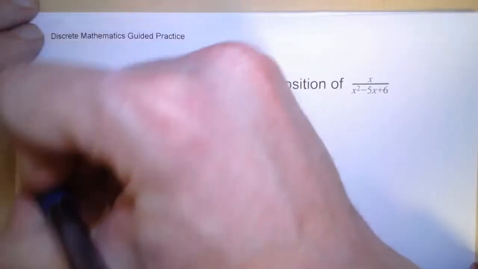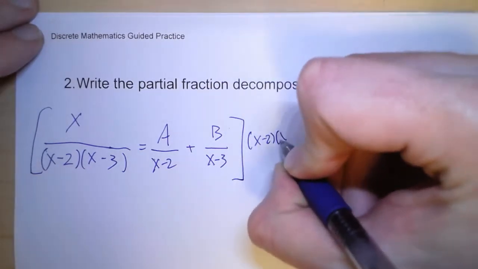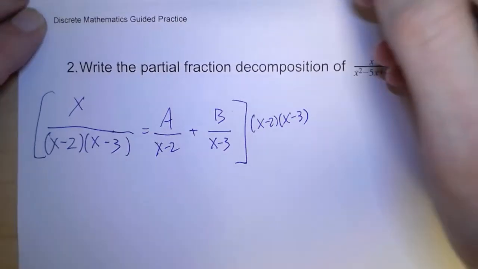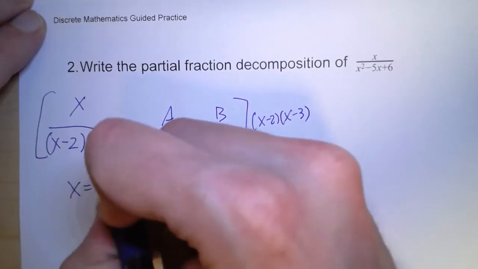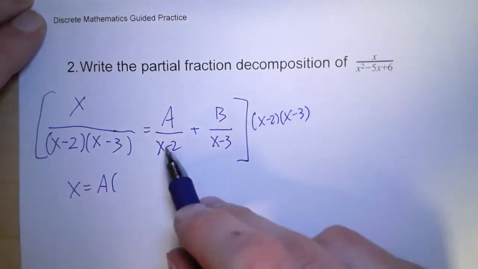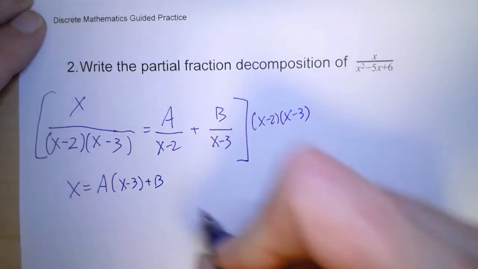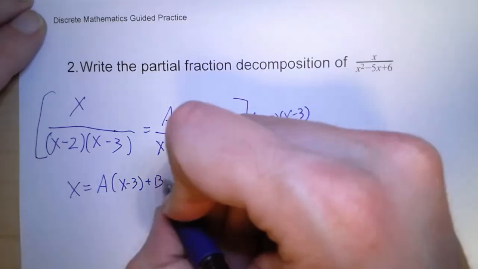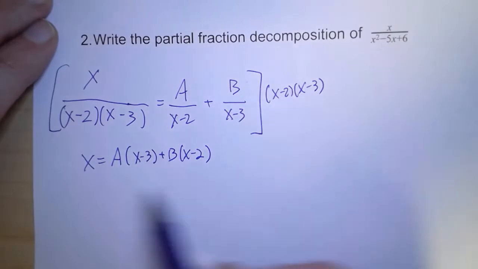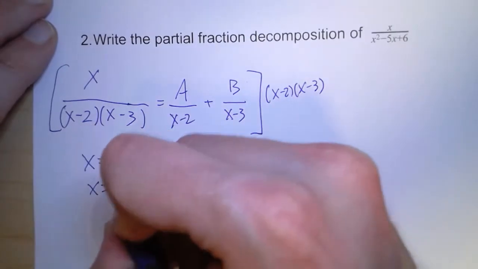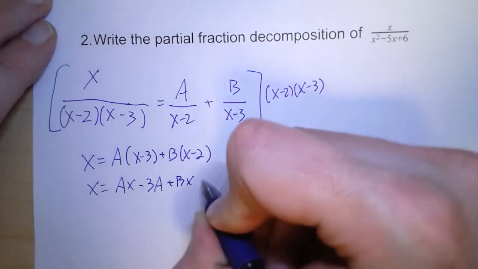Now we multiply by this denominator, x minus 2 times x minus 3. So we have x on the left equals a times, now when we multiply this, the x minus 2's cancel, leaving x minus 3, plus b. We multiply this by x minus 3, and we have x minus 2 left. So we'll expand this out. x equals ax minus 3a plus bx minus 2b.